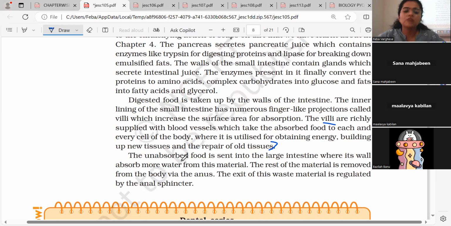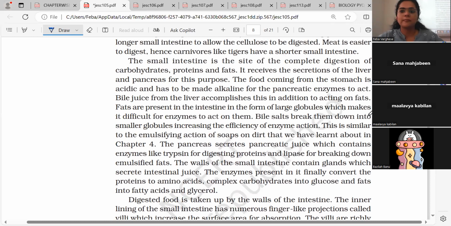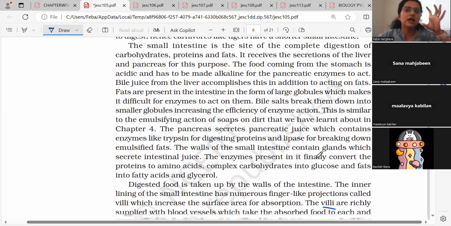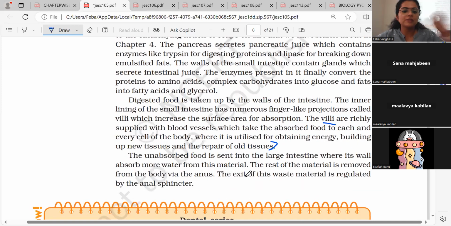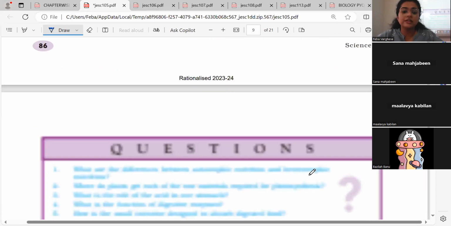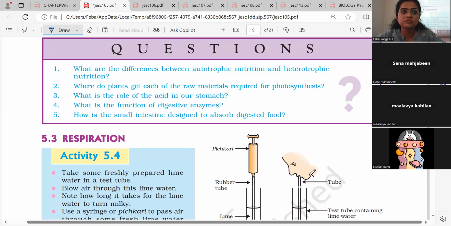Now, what about the unabsorbed food materials? They'll be moving into the large intestine. Is any digestion happening in the large intestine? No digestion is happening. So what is actually happening? It's just the absorption of some water molecules, and the remaining undigested food materials will be removed through the anus. The anal sphincters are there to regulate the movement of the food through the anus. All right, clear? Is nutrition clear to all of you? Yes, ma'am.